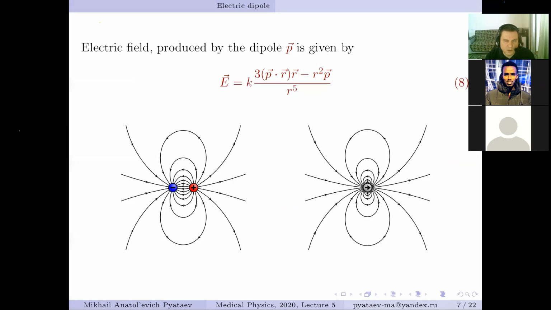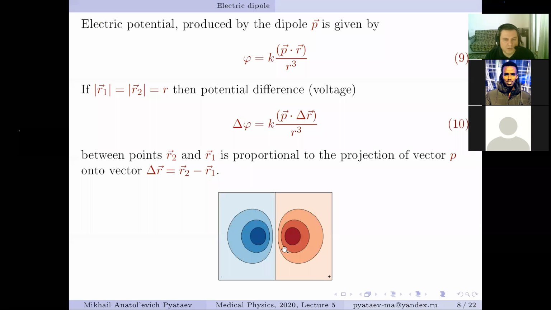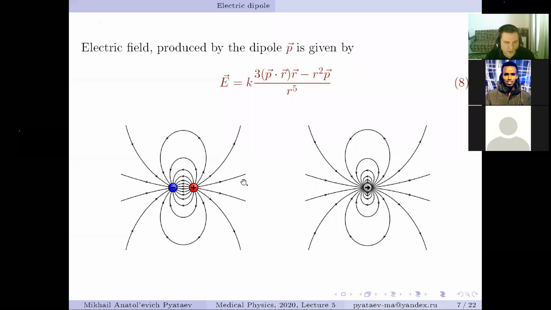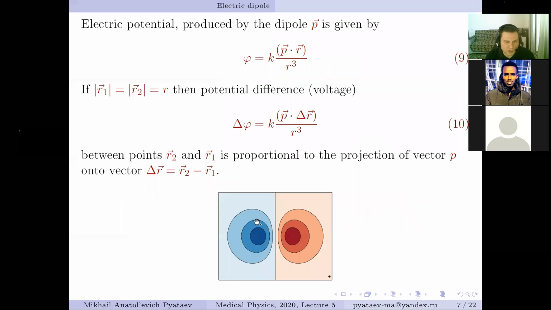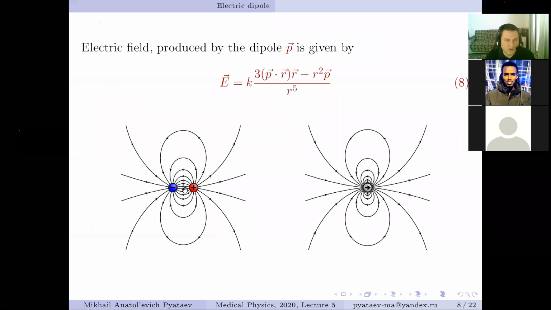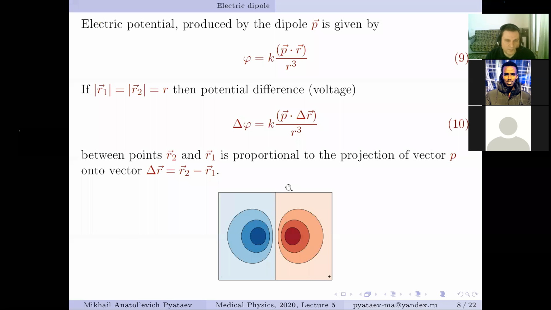Well, let us compare this picture with the picture of electric field distribution. One can see that the electric field is always perpendicular to the line of equal potential. Those lines here correspond to areas of equal potential. If we compare this picture with that one, you can see that the electric field is always perpendicular to the field of electric potential.